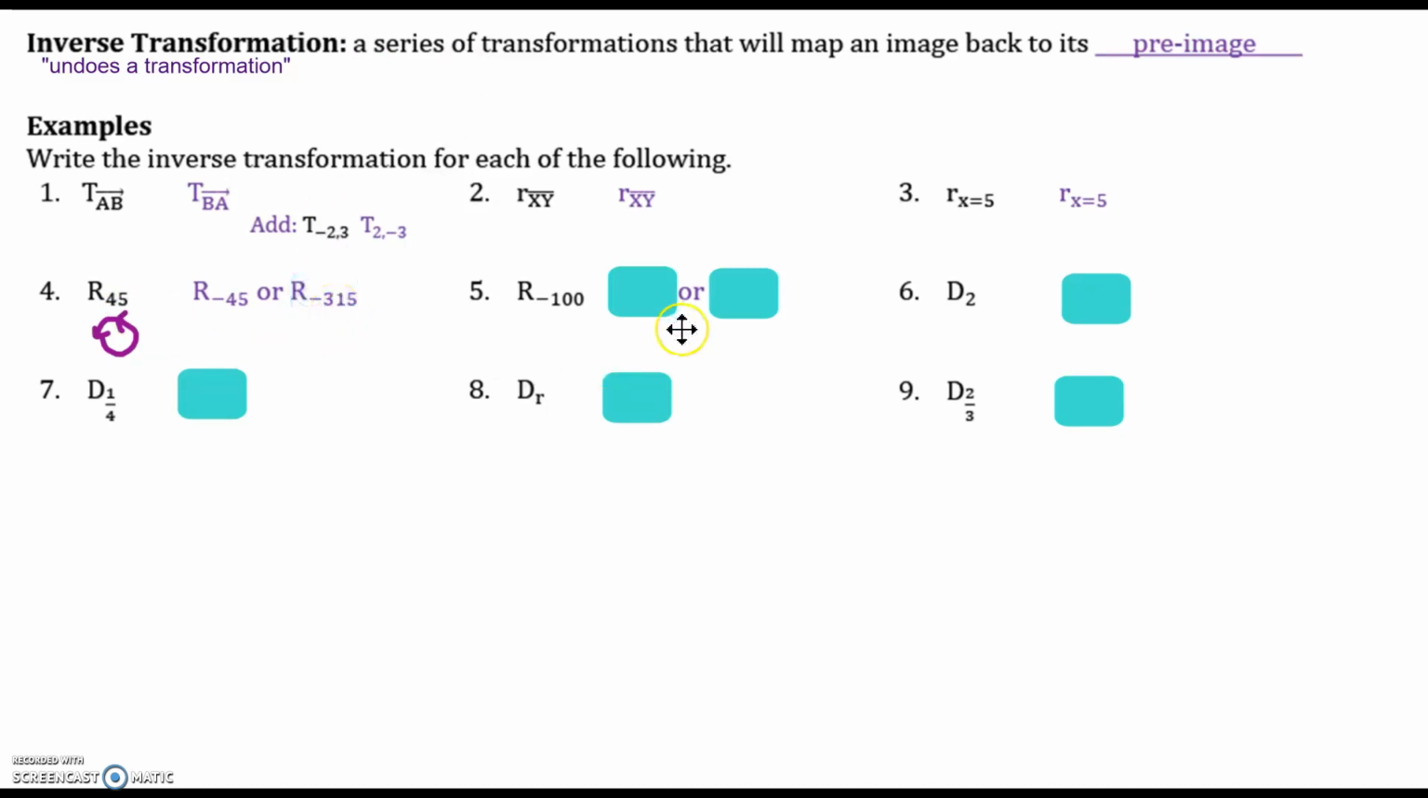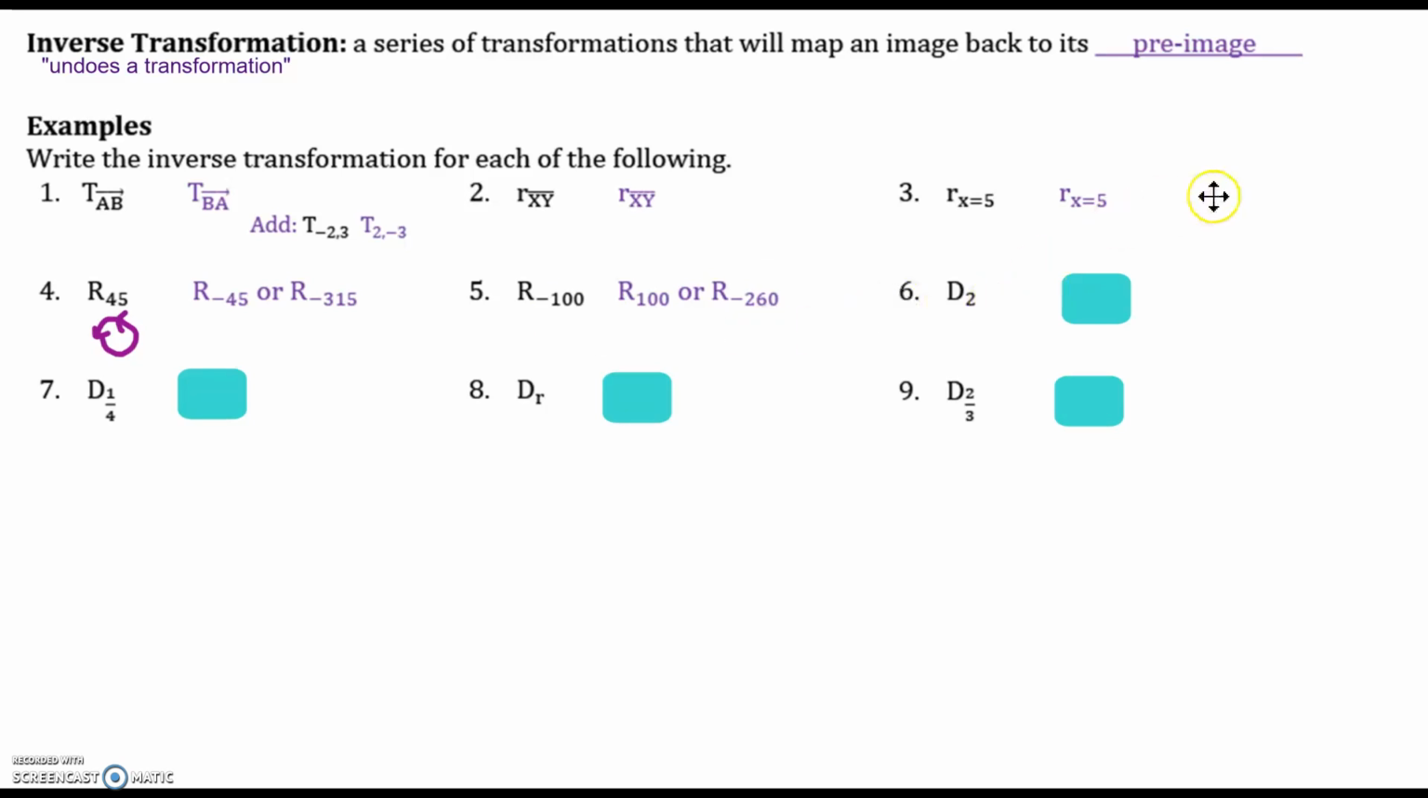Okay, same idea. If you're going in a negative direction, you could either go the opposite way, the same number of degrees, or you can complete the circle with the same sign. So a -100 and a -260 would complete the -360.